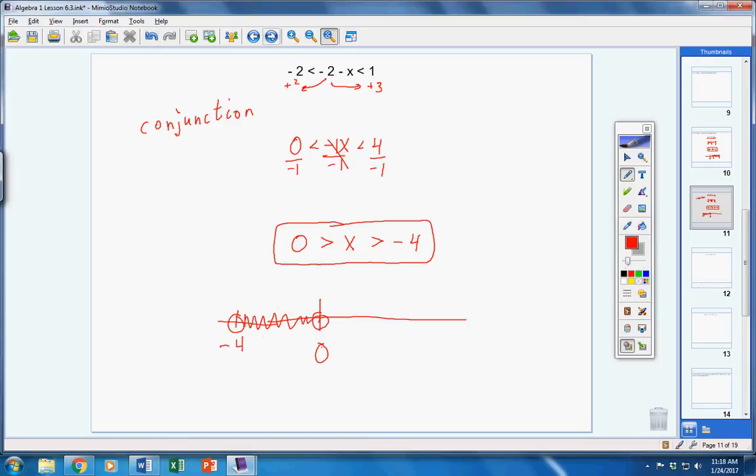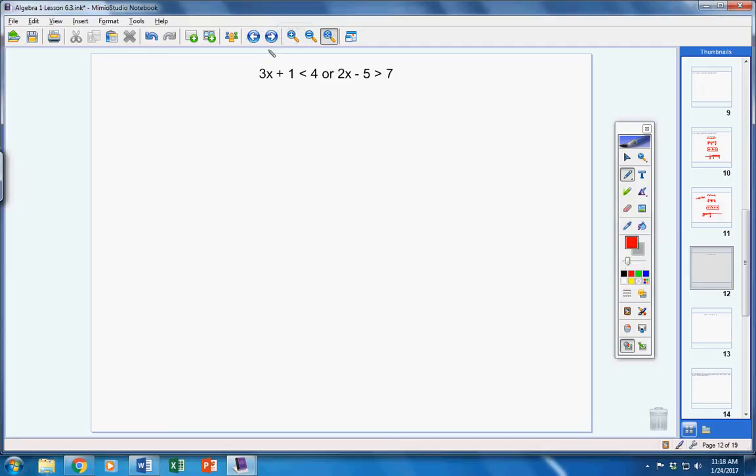Now let's get into solving disjunctions. They are just as easy, maybe even easier. In a conjunction, you're simply taking this inequality, solving it, taking this inequality, solving it, and then when you're all done solving it, bring down the word or and you're finished. It's really simple.